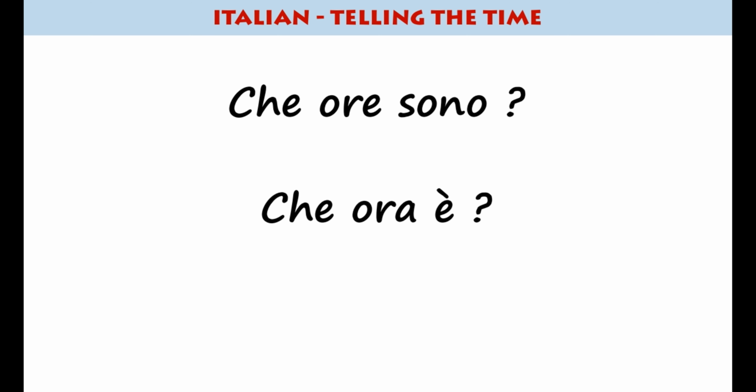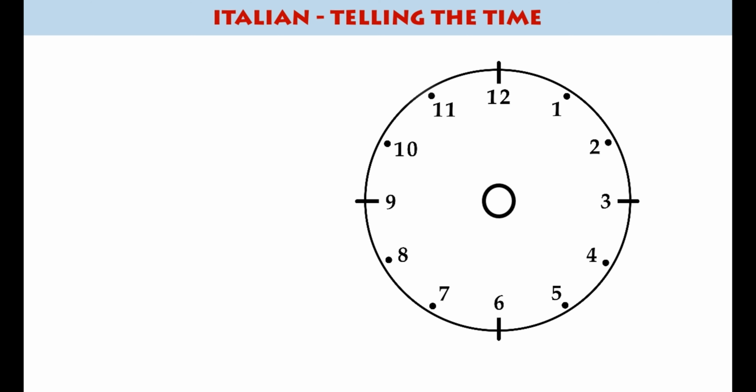Good. So let's have a look now at the basics of telling the time in Italian. Here's the clock face and here we go. Normally what you use is this expression for telling the o'clock time. So if you're looking at 4 o'clock, 7 o'clock, 9 o'clock, you use the phrase sono le. You don't have an extra word after it. You just say the number, sono le.